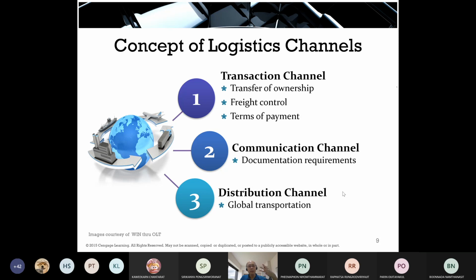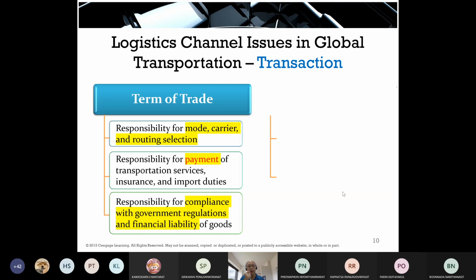There are 3 main concepts: the transaction channel, communication channel, and distribution channel. For today, we will talk about the transaction channel. Okay. Begin with transportation.